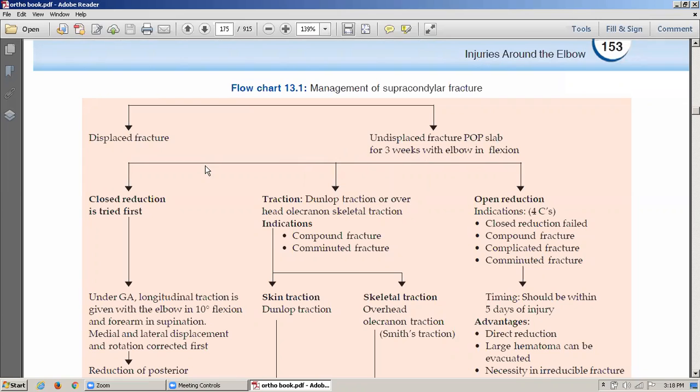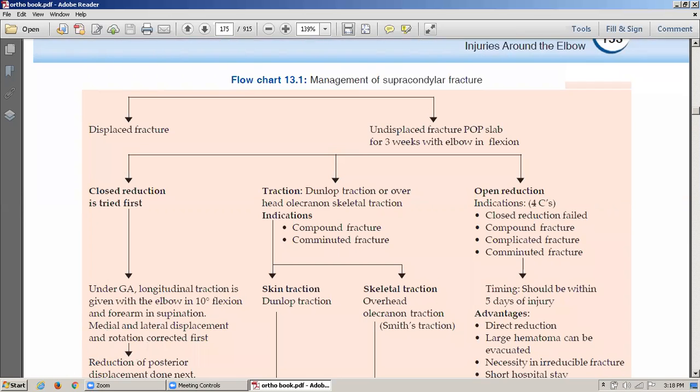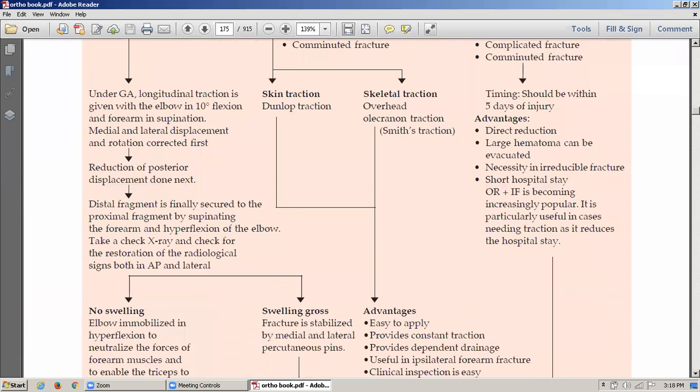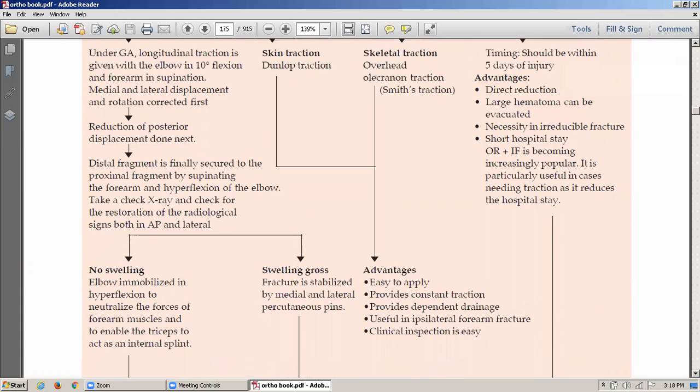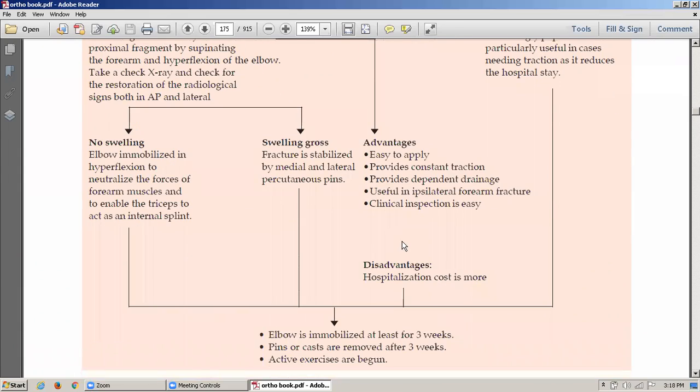And sometimes there is a closed reduction in displaced fractures firstly, under GA. Longitudinal traction is given with the elbow in 10-degree flexion and forearm in supination. So medial and lateral displacement and rotation are corrected first. Then the reduction of posterior displacement is done next. So the distal fragment is finally secured to the proximal fragment by supinating the forearm and hyperflexion of the elbow.